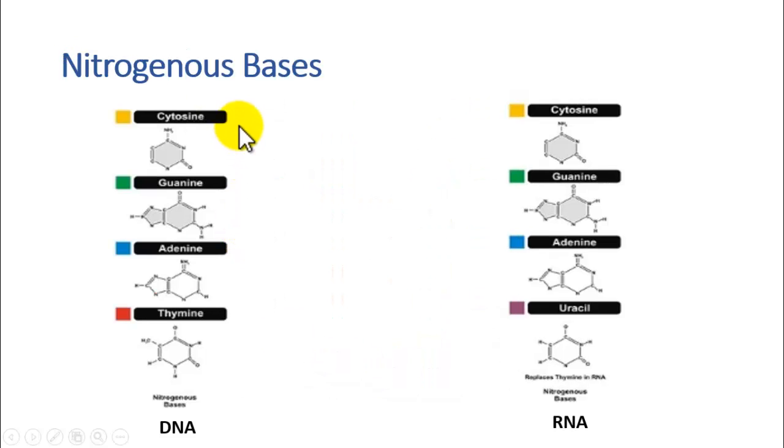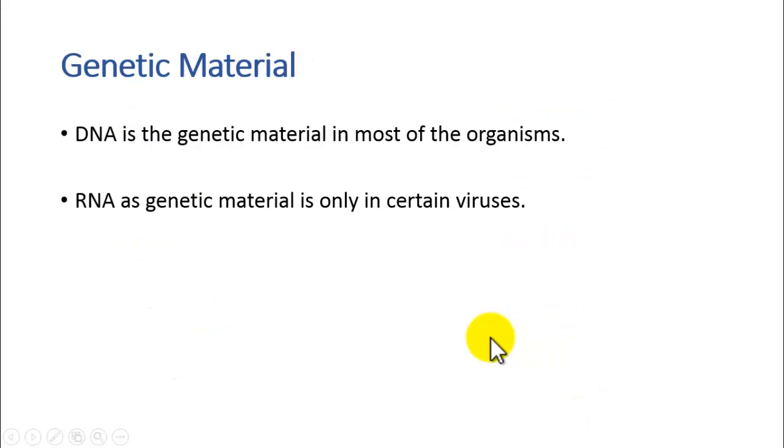Coming to the nitrogenous bases, in DNA, the four bases are cytosine, guanine, adenine, and thymine, whereas in RNA, it is cytosine, guanine, adenine, and uracil. So the thymine is replaced by uracil in the case of RNA. As a genetic material, DNA is the genetic material in most of the organisms, whereas RNA is genetic material only in certain viruses.